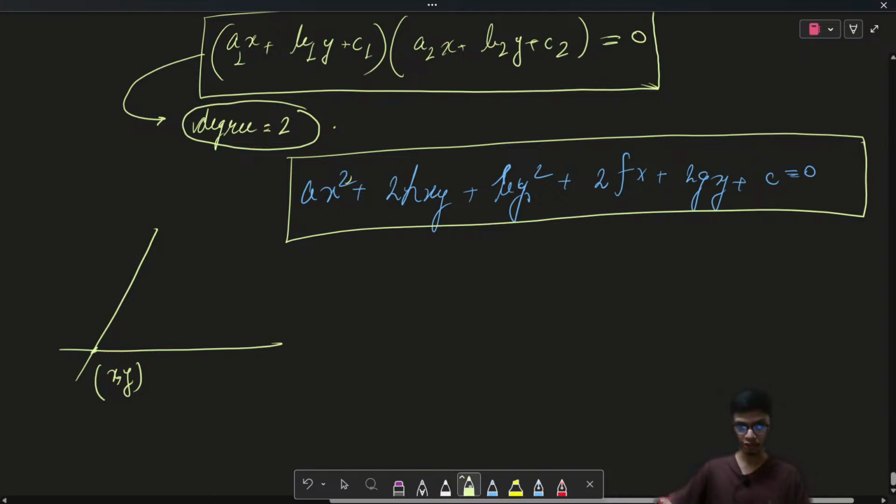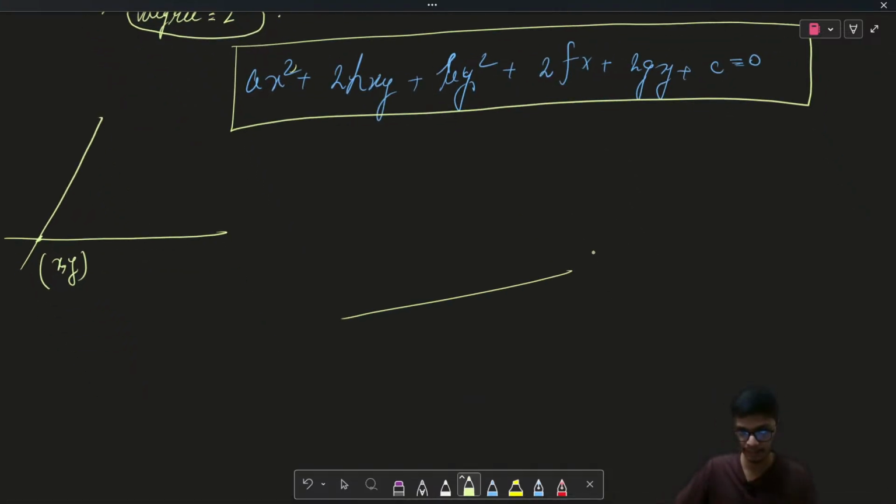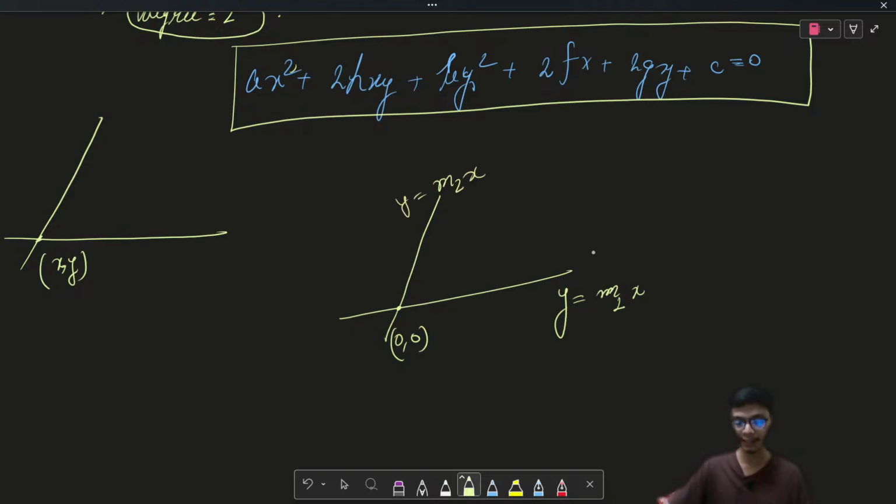Now let us say I take two lines such that both the lines are passing through the origin. In order to make this expression simplified to start with, let us first assume that we take two lines passing through the origin. We have seen that the equation of a line passing through the origin can be simply given as y is equal to m1x and y is equal to m2x, right? So I can write like this.